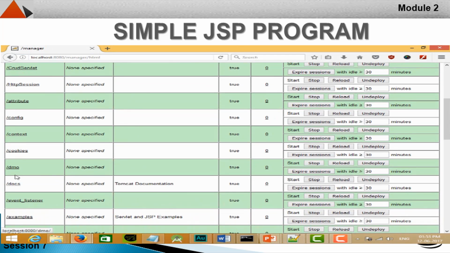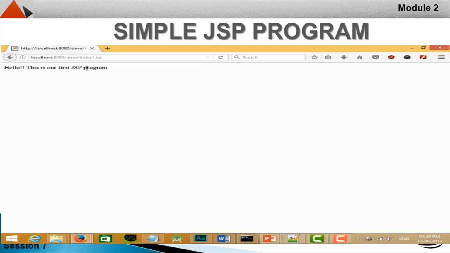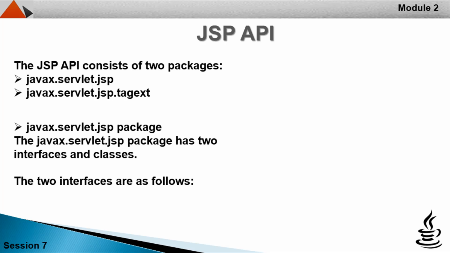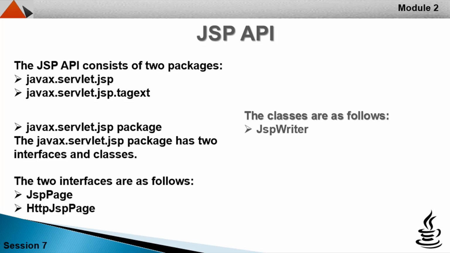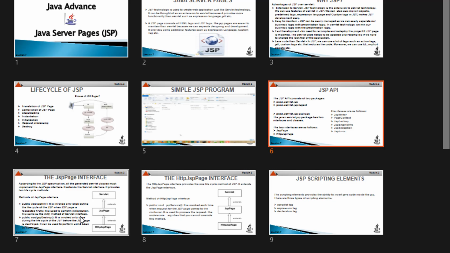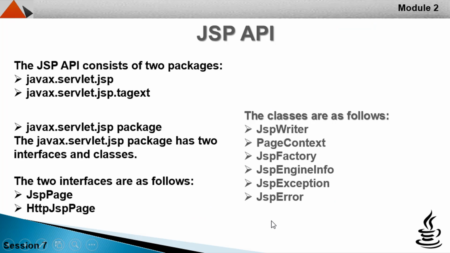Now let's discuss JSP APIs. The JSP API consists of two packages: javax.servlet.jsp and javax.servlet.jsp.tagext. The javax.servlet.jsp package has two interfaces and classes. The two interfaces are JspPage and HttpJspPage. The classes are JspWriter, PageContext, JspFactory, JspEngineInfo, JspException, and JspError.